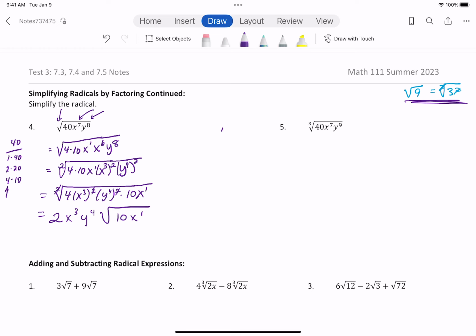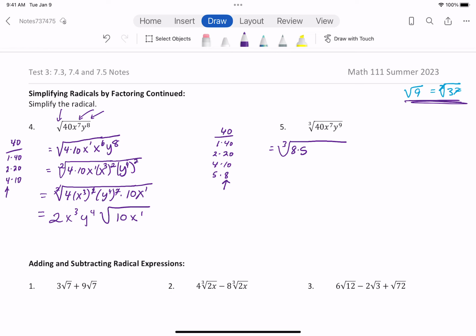But I'm going to start the same way with my number. I want something that has a perfect cube this time. So if we start with 1 times 40, then 2 times 20, neither of those is a perfect cube. The next one would be 4 times 10. Neither of those is a perfect cube. The next one would be 5 times 8. So this is what we want. 5 times 8 will give me 40. So I'm going to rewrite the 40 as 8 times 5.